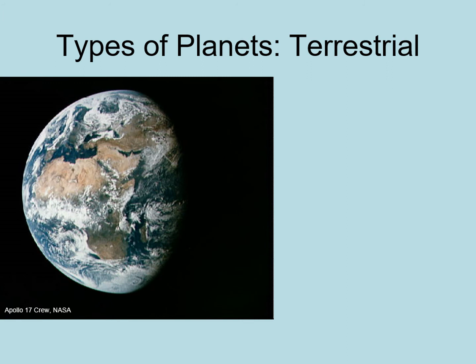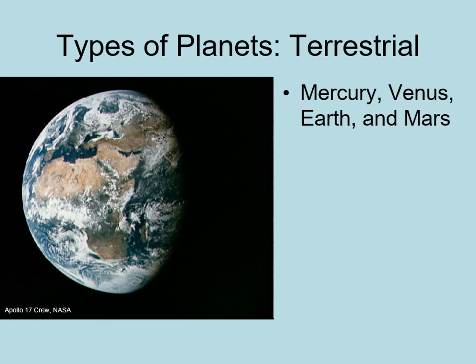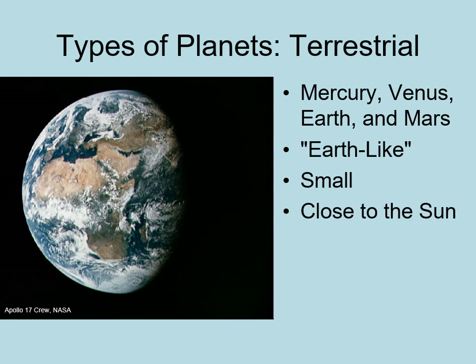The planets in our solar system are divided into two major categories, terrestrial and Jovian. The planets we've just looked at, Mercury, Venus, Earth, and Mars, are terrestrials. The word terrestrial means Earth-like, and that's what these planets are. They're small. In our solar system, that means the size of the Earth or smaller. They're close to the Sun, all less than 2 AU away from it.